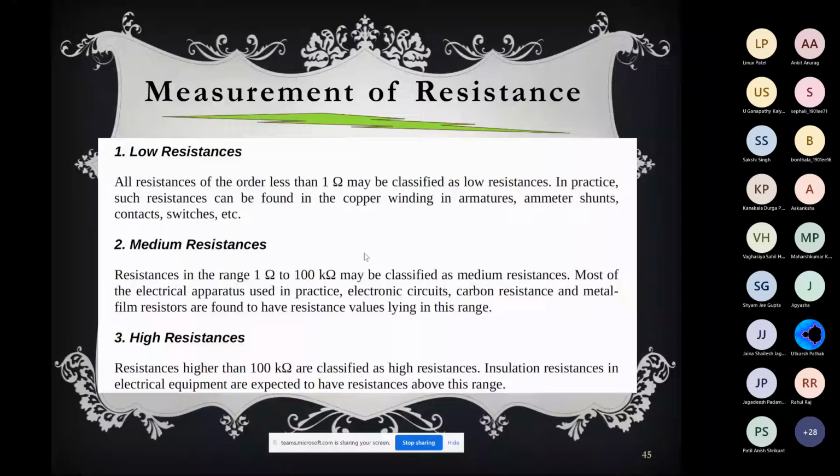Now, what do I mean by high resistance? A resistance higher than 100 kilo ohm is classified as high resistance. Those which are more than 100 kilo ohm, that means mega ohm and so on, are known as high resistance.